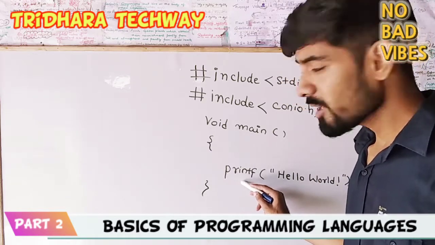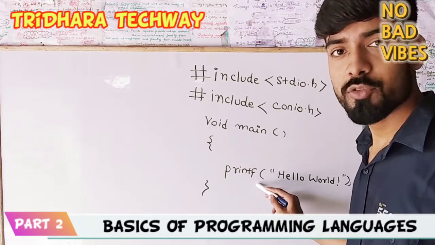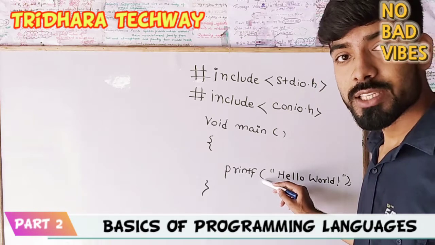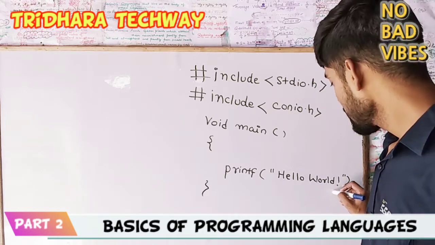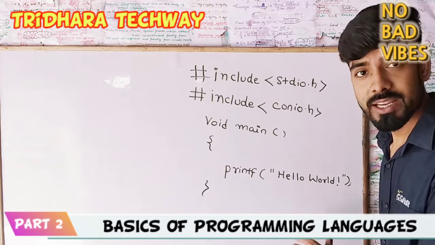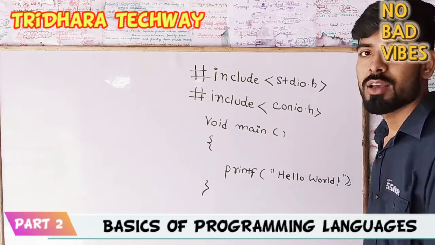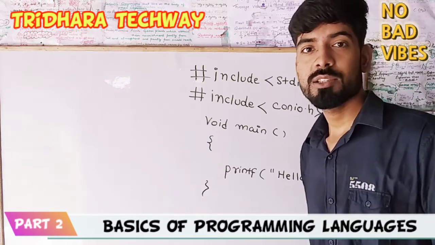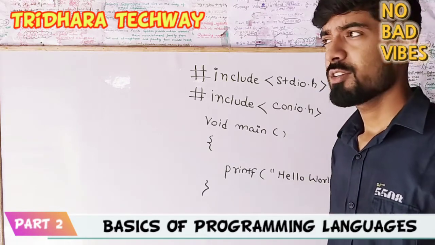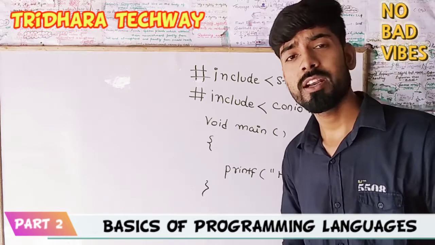Similarly, here you can see printf is a function. Printf is the name of the function, and it has starting and ending brackets. So it's a function, and within that bracket, anything passed is known as an argument. As you can see here, hello world. Hello world is a string constant which is being passed here as an argument, which will be printed on our computer screen.